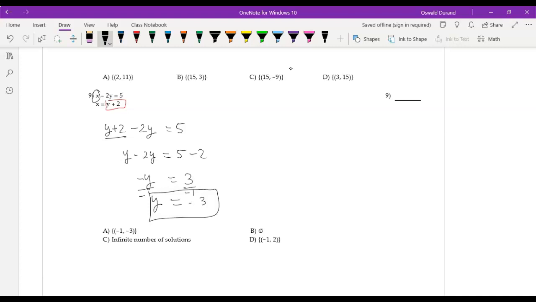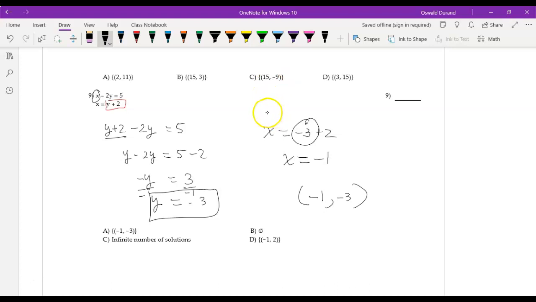And then now you solve for x. So now you have x equal to negative 3 plus 2, where negative 3 is the value of y, and x equal to negative 1. So my answer should be negative 1, negative 3, the ordered pair, the intersection point.